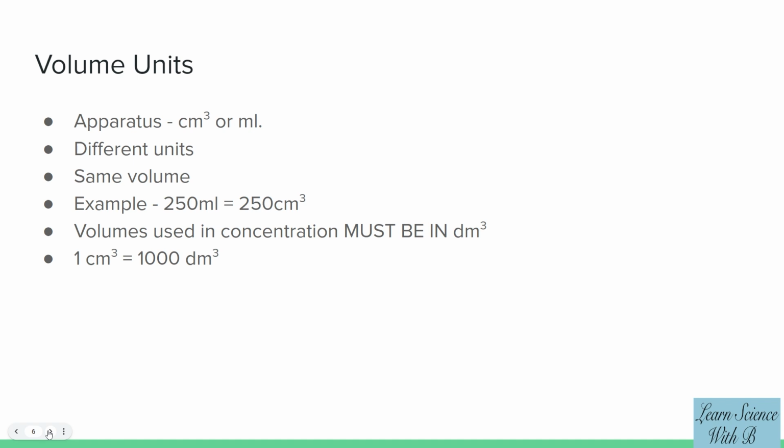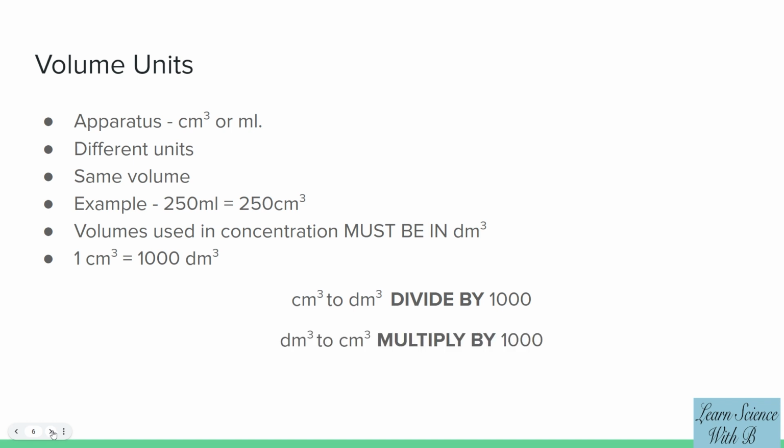1 cubic decimeter equals 1000 cubic centimeters. Cubic centimeter to cubic decimeter, we divide by 1000. Cubic decimeter to cubic centimeter, we multiply by 1000. Let's look at an example where the volume needs changing.